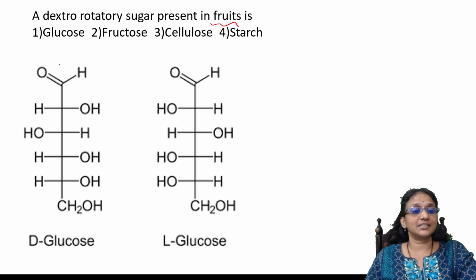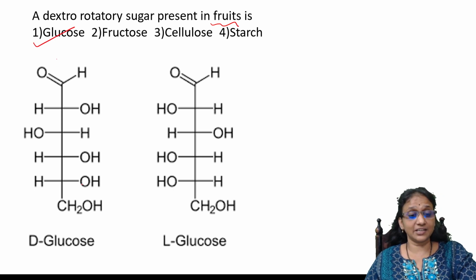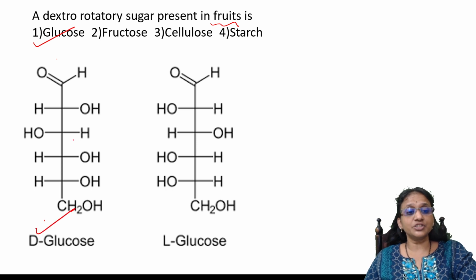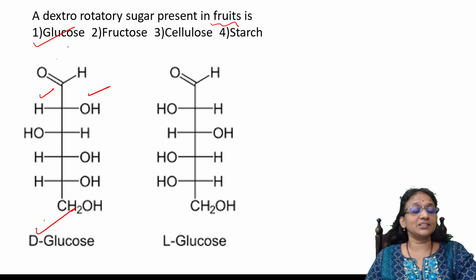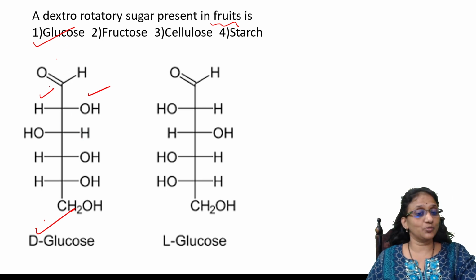Next question. Dextrorotatory sugar present in fruits. Remember students, that's nothing but D-glucose. Glucose is a dextrorotatory sugar in which hydrogen is on the left hand side, OH is on the right hand side. Done. So D-glucose is a dextrorotatory glucose form.